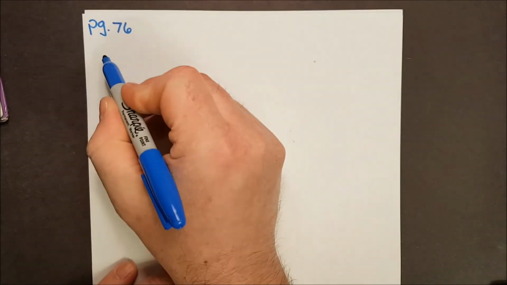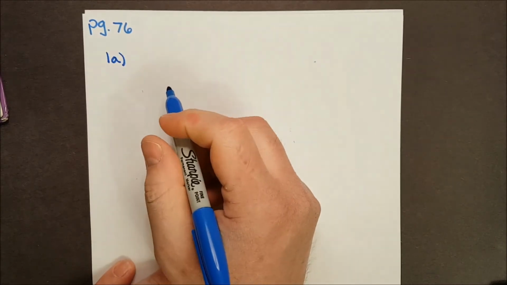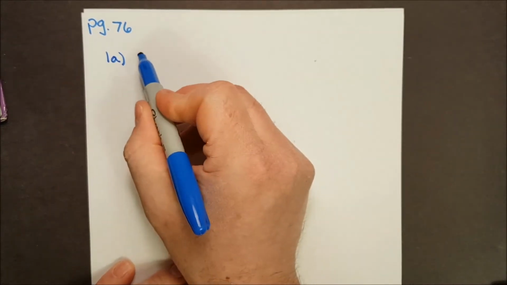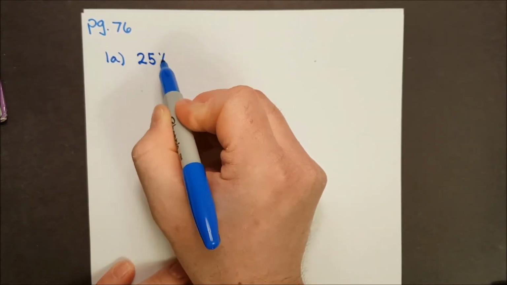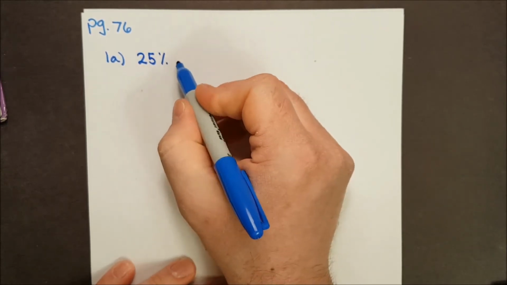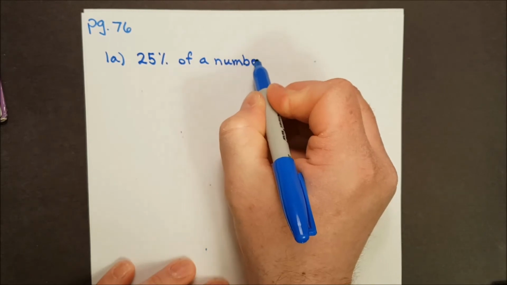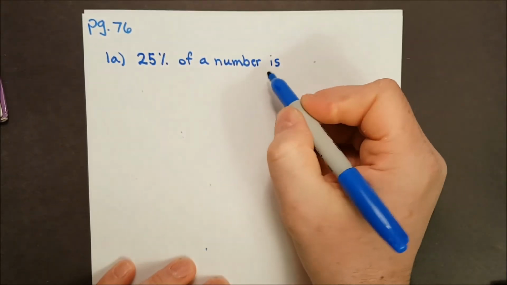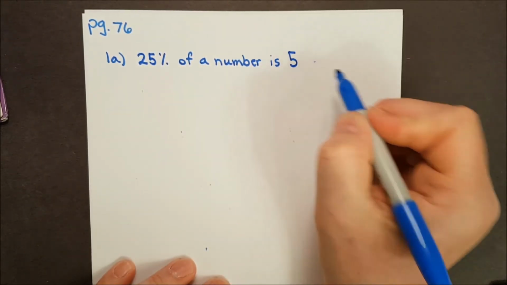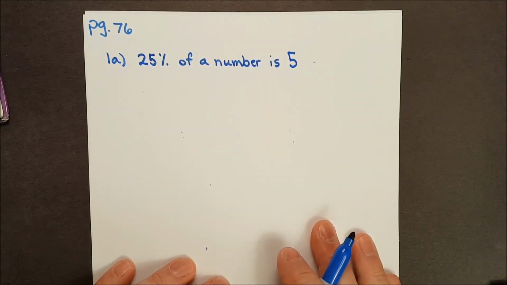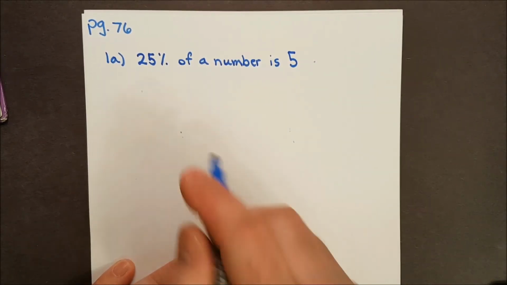Okay, we're on page 76 now, and things get a little different here. Let's look at page 76, question 1. 1A. The question asks us 25%. So we're working backwards a bit here. 25% of a number is 5. Let's draw a diagram to illustrate this more explicitly.